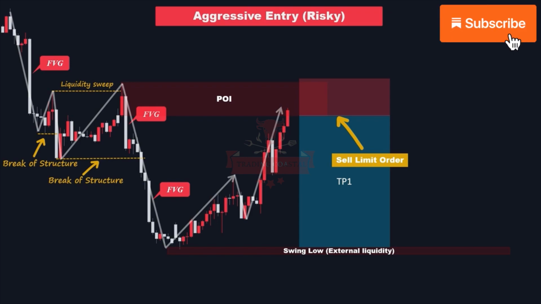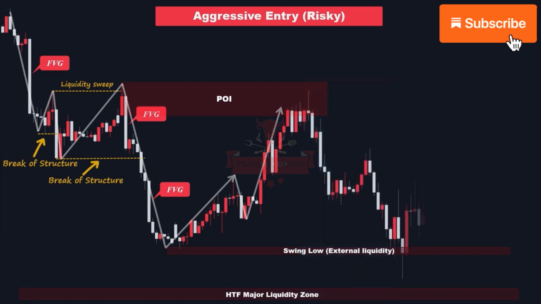When it comes to take profit, you can target the closest external liquidity at the same time frame, as we anticipate that price will move in that direction. Alternatively, you can aim for the higher time frame's major liquidity zone to achieve a higher reward-to-risk ratio.